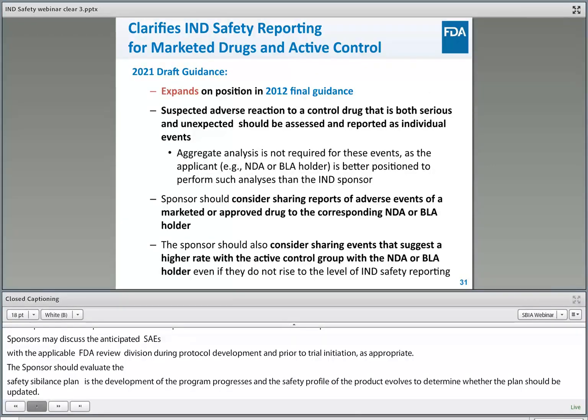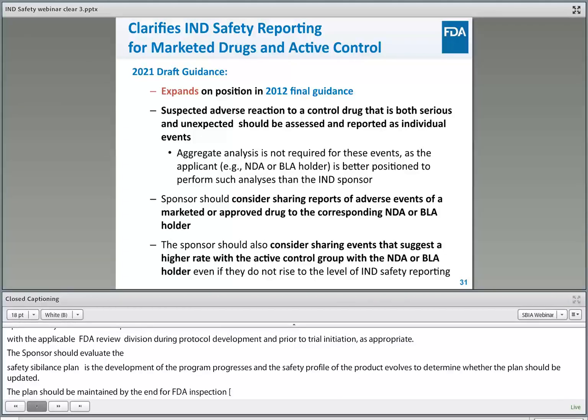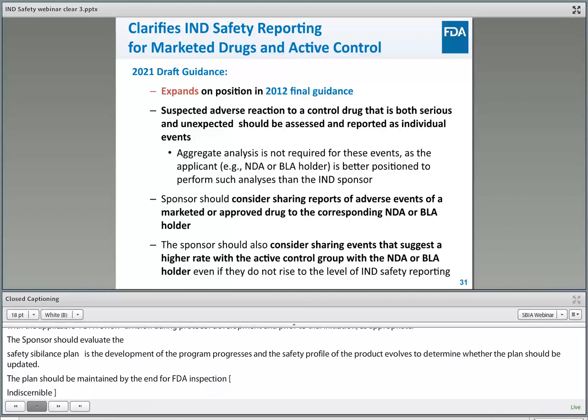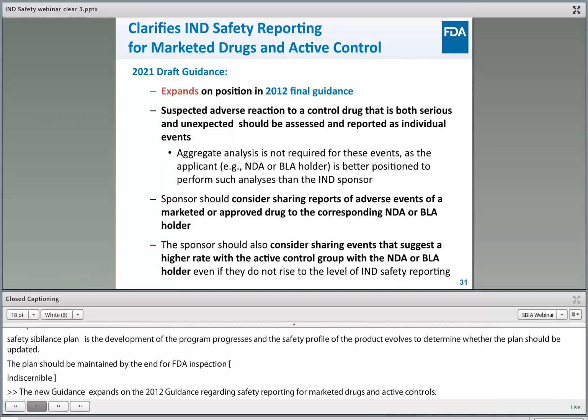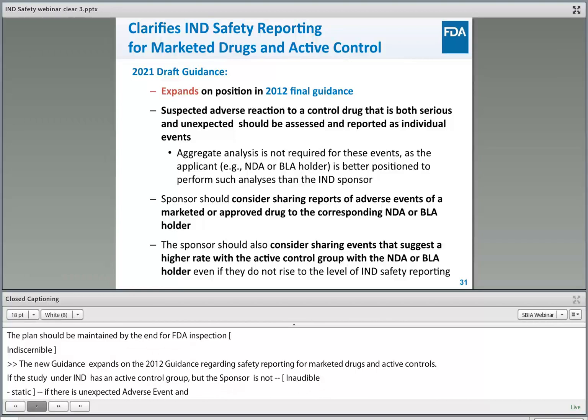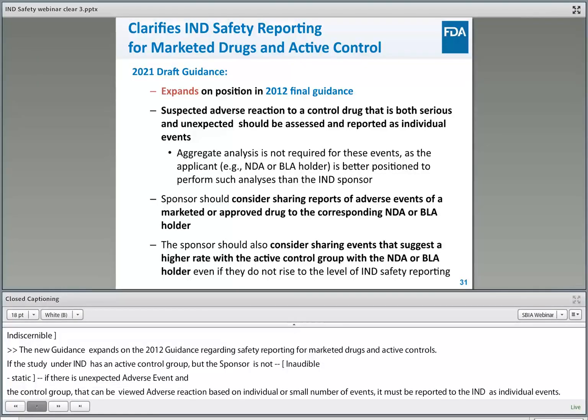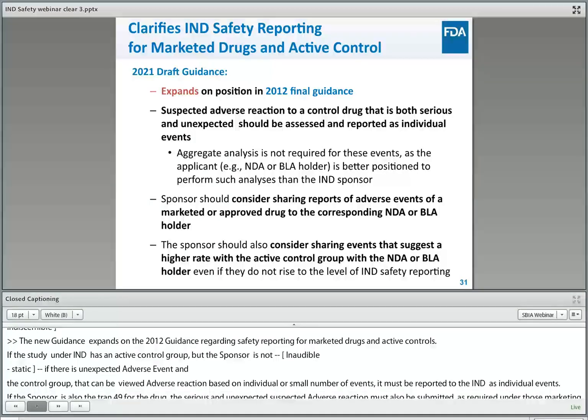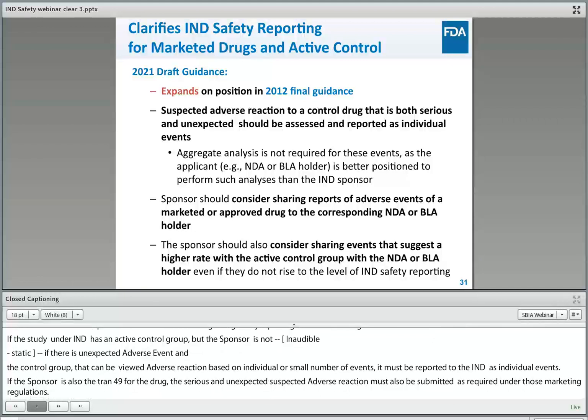The new guidance expands on FDA's recommendations in the 2012 guidance regarding safety reporting for marketed drugs and active controls. If the study under IND has an active control group, but the sponsor is not the NDA or BLA holder for the control drug, serious and unexpected adverse events in the control group that can be assessed as suspected adverse reactions based on an individual or small number of events must be reported to the IND as individual events. If the sponsor is also the NDA or BLA holder for the control drug, the serious and unexpected suspected adverse reaction must also be submitted as required under post-marketing regulations. If the sponsor is not the NDA or BLA holder, then the sponsor should consider sharing events that suggest a higher rate with the active control group with the NDA or BLA holder, even if they do not rise to the level of IND safety reporting.